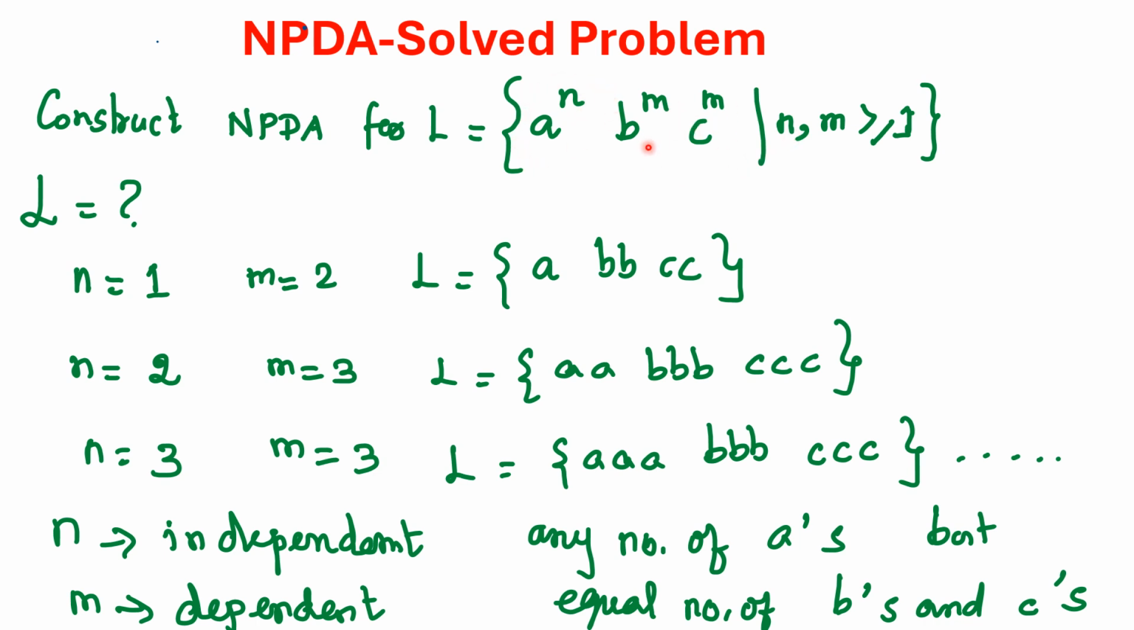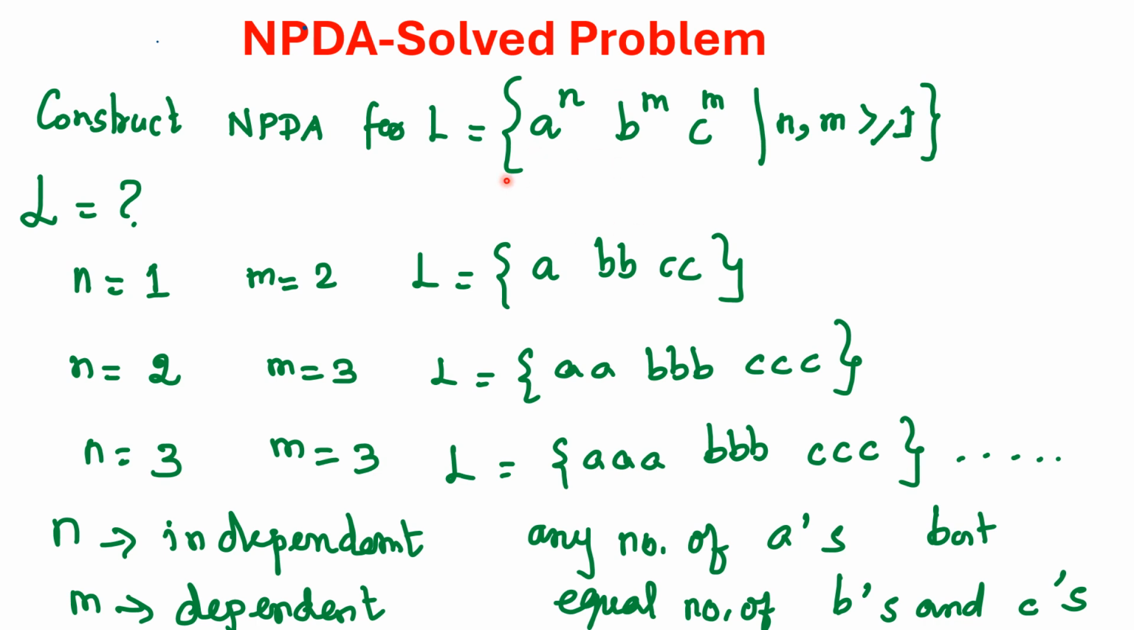Here, the even number of b is followed by even number of c because both are m. Suppose you assume n is equal to 1, you get one a; n is equal to 2, then n is equal to 3, then m is equal to 3. So we can take any value arbitrarily for n and m. Here n is independent, m is dependent. Any number of a's followed by any number of b's, then any number of c's, but equal numbers of b's and c's are allowed in L.